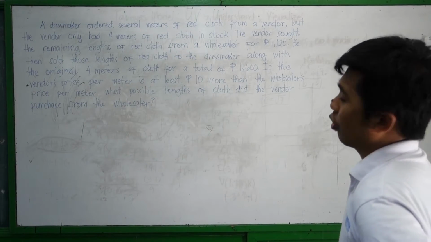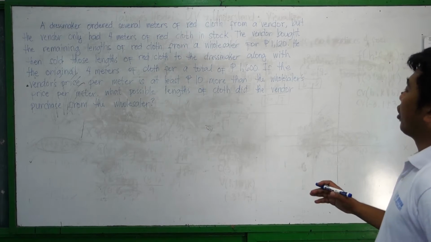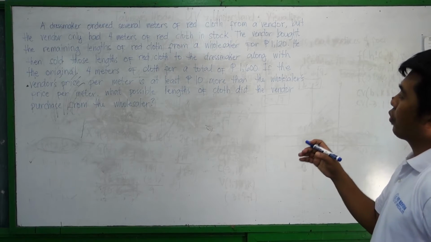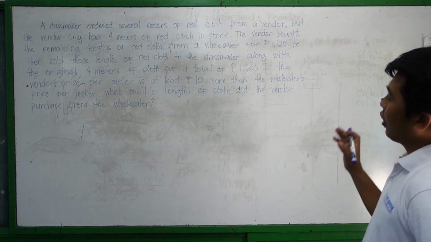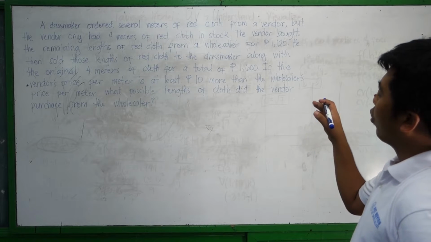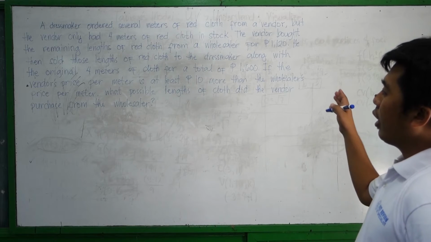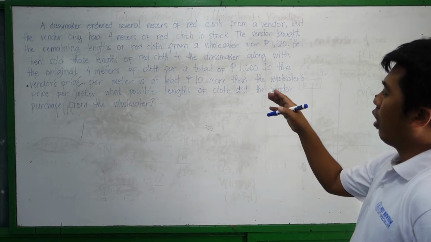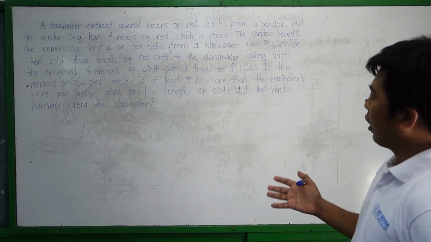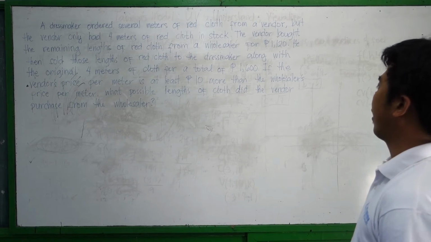A dressmaker ordered several meters of red cloth from a vendor. But the vendor only had 4 meters of red cloth in stock. The vendor bought the remaining lengths of red cloth from a wholesaler for 1,120 pesos. He then sold those lengths of red cloth to the dressmaker along with the original 4 meters of cloth for a total of 1,600.